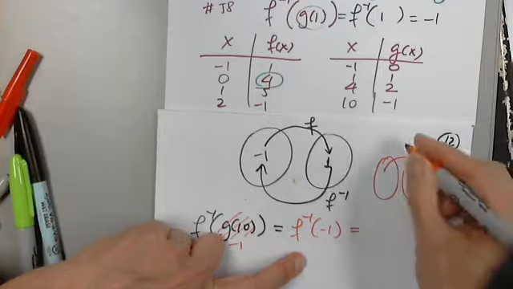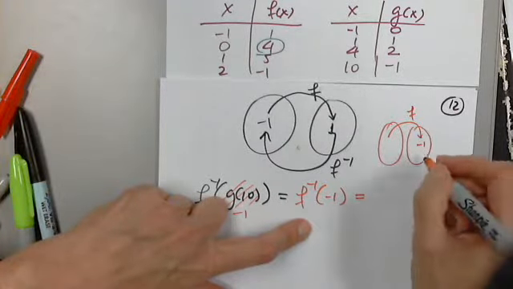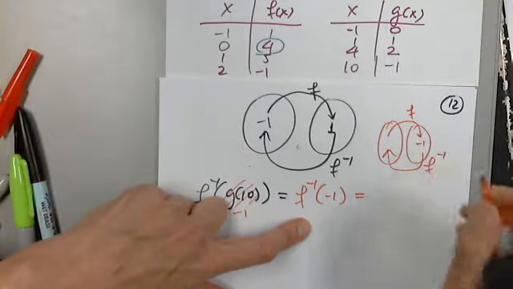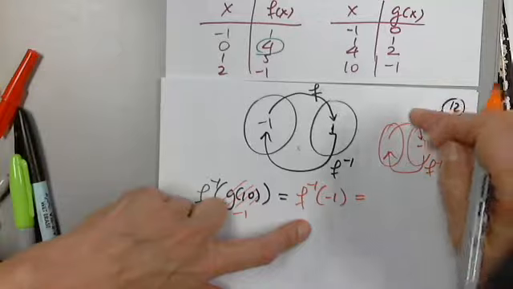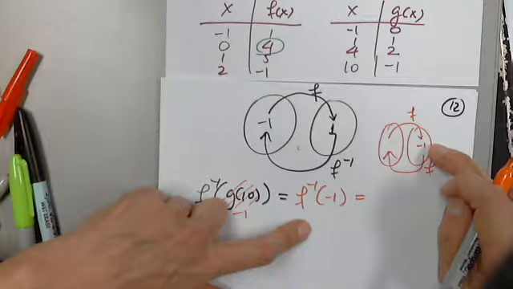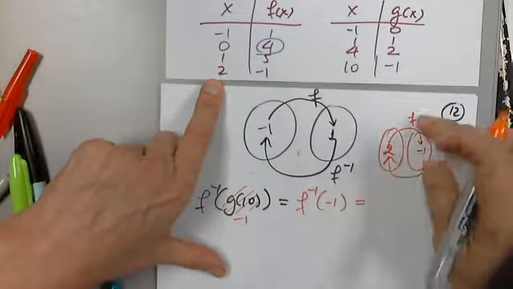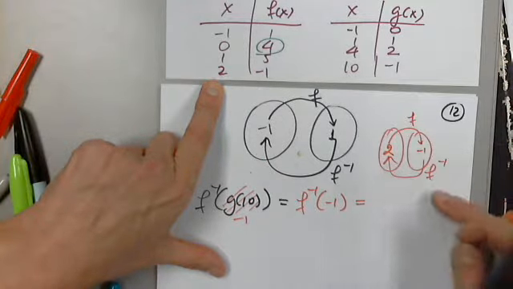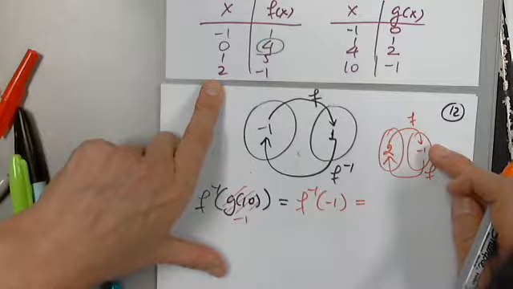Function F somehow brings a number to negative 1, because now I want to apply F inverse to it to get this number. What number do we apply F to get negative 1? 2. So this must be 2. F of 2 is negative 1. And F inverse of negative 1 must be? 2.